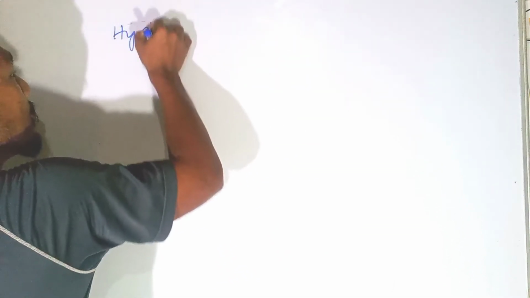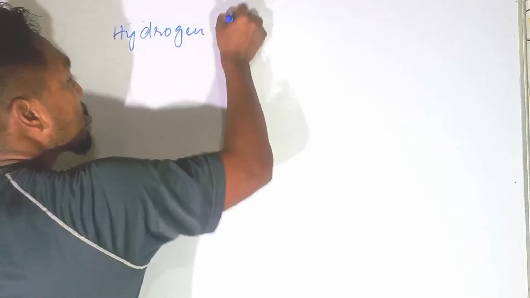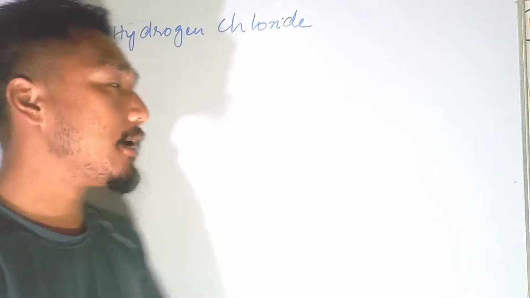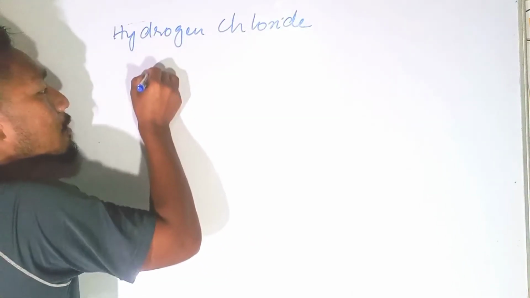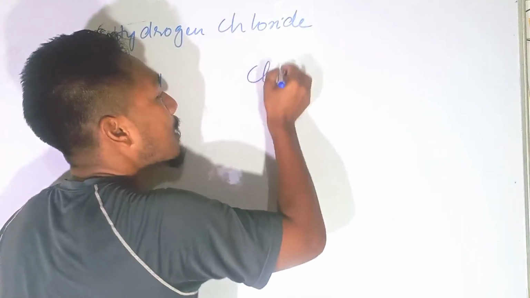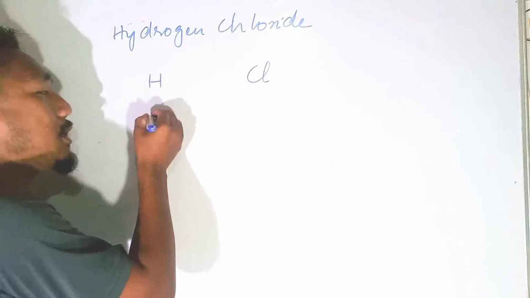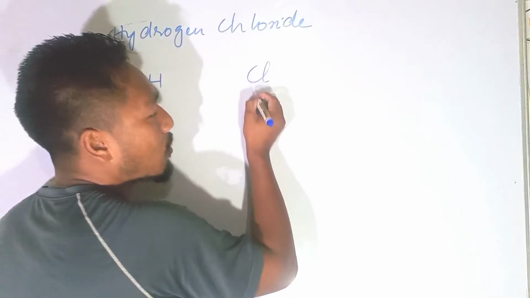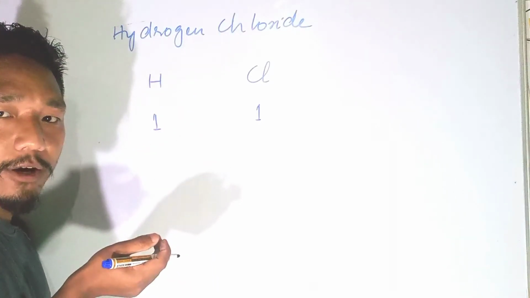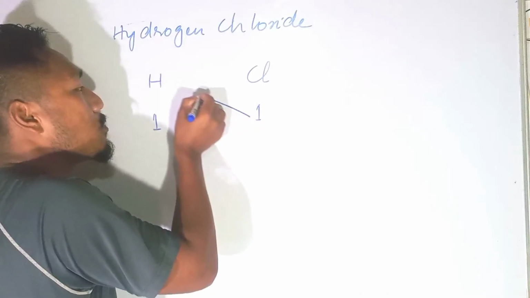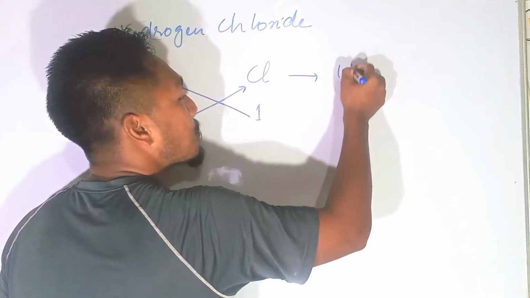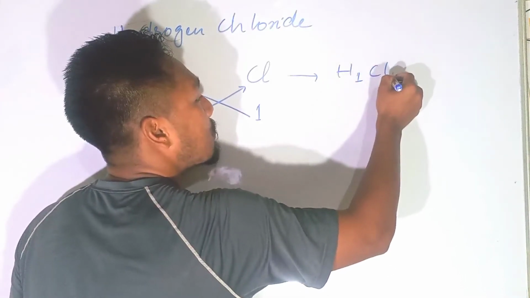Hydrogen chloride, which is given in your example also. H represents hydrogen, and chloride means chlorine, which is represented by Cl. The valency of hydrogen is 1 and the valency of chlorine is also 1. The next step, after we have written it, is that we cross the elements. That means we write H1 here and Cl1 here.